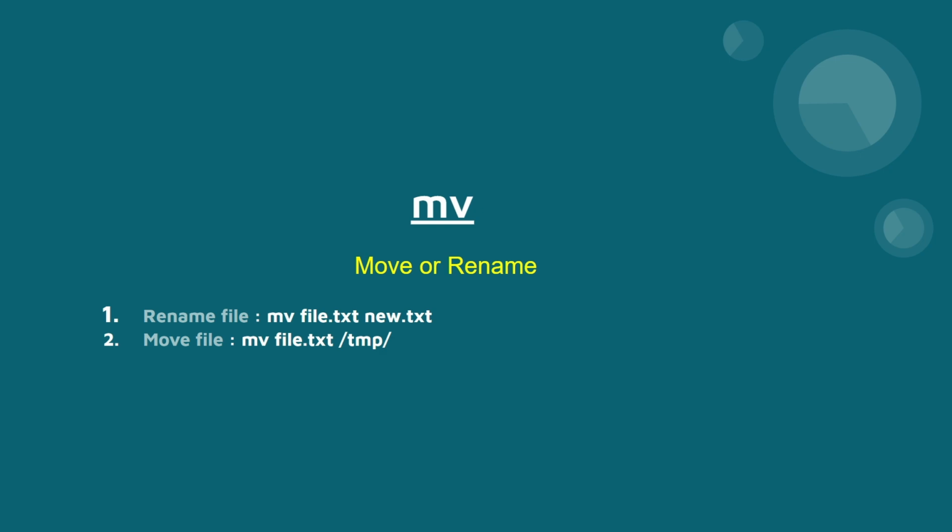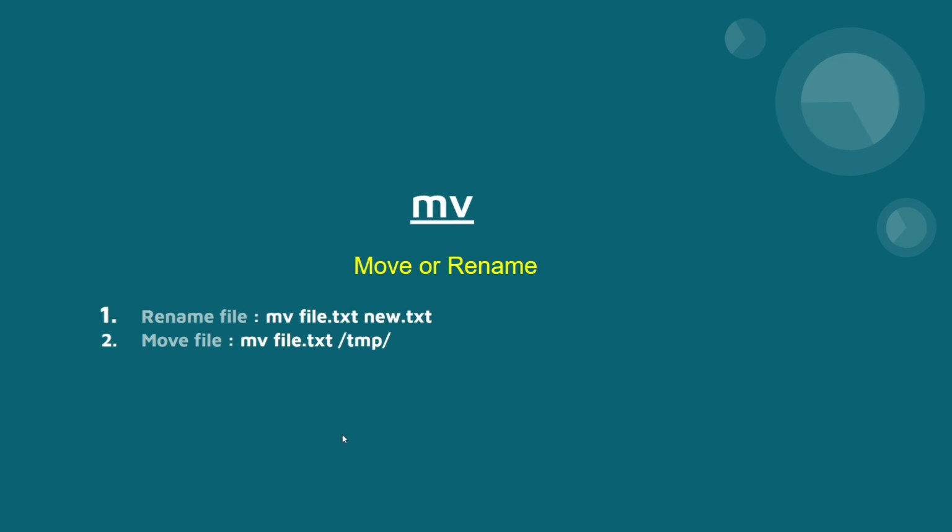Now the next command is mv. So the mv command, as we have seen earlier, is used to move or rename. Both we can do with this mv command. To rename a file, we'll use mv, the target file which we wanted to rename, and the new file name, the renamed file, sorry. And if we wanted to move a file, then we need to first give the file name and the folder in which we wanted to move.